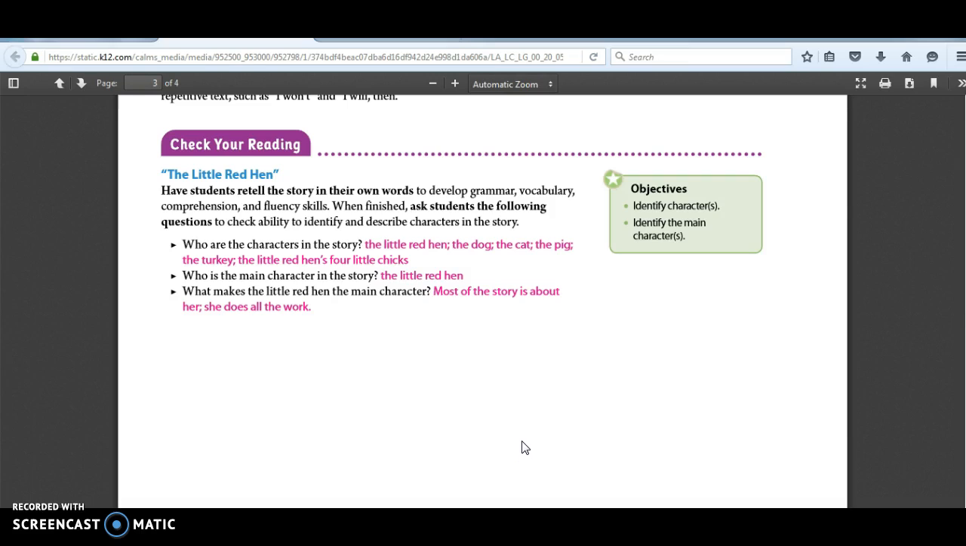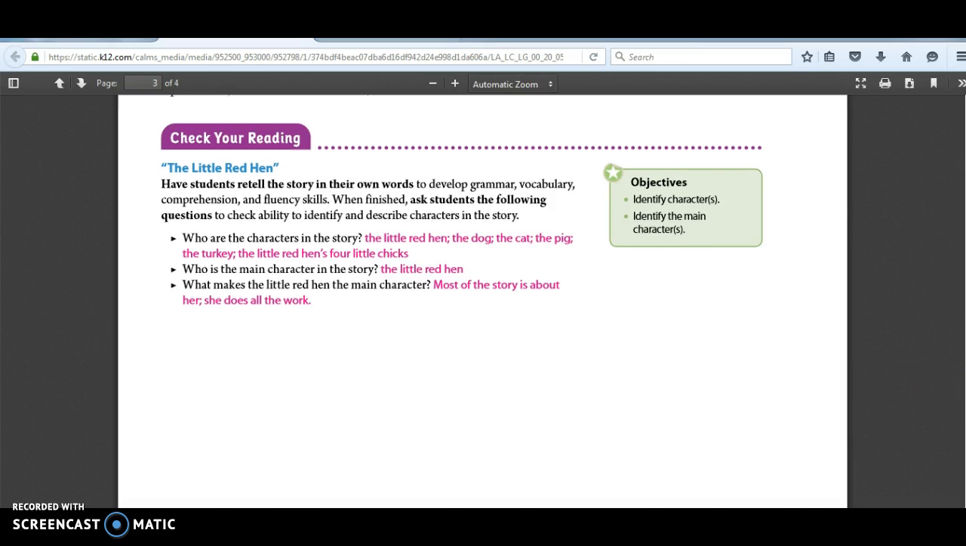If you said the little red hen, you are correct. The main character in this story is the little red hen. What makes the little red hen the main character? Why do we know that she's the main character? Tell your learning coach the answer to that. If you told your learning coach that most of the story is about the little red hen because she does all the work, you are correct.